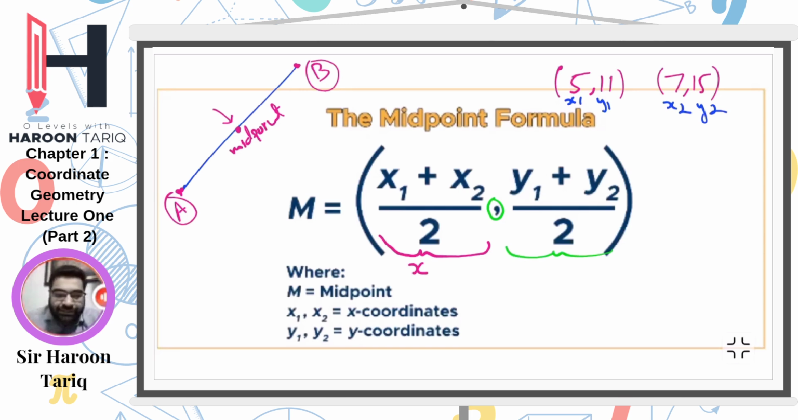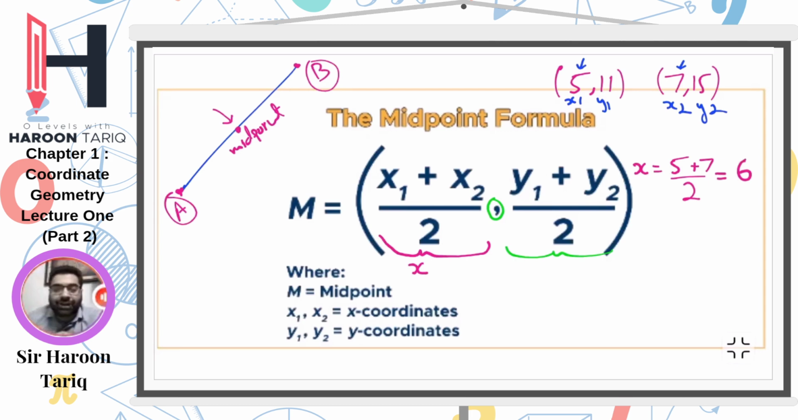So I'll just find the x coordinate first. To find the x coordinate, what I need to do is x1 plus x2. My x1 is 5. You can see x1 is 5, x2 is 7. So 5 plus 7 divided by 2. 5 plus 7 is 12. 12 divided by 2 is 6. So my x coordinate of the midpoint is 6.